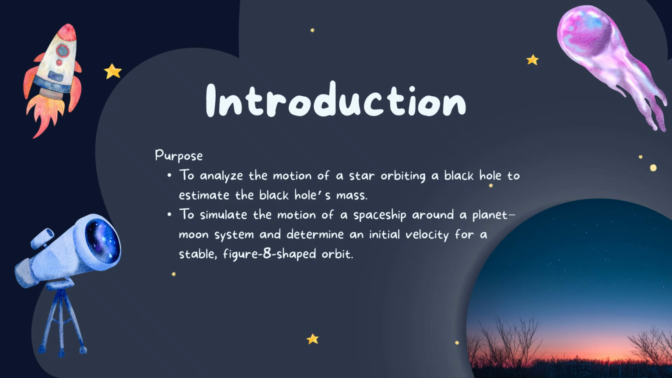There are two parts to this lab. The first part, we're going to analyze the motion of a star orbiting a black hole to estimate the black hole's mass, and in the second part, we're going to simulate the motion of a spaceship around a planet-moon system and determine the initial velocity needed to achieve a complex figure-8 shaped orbit.